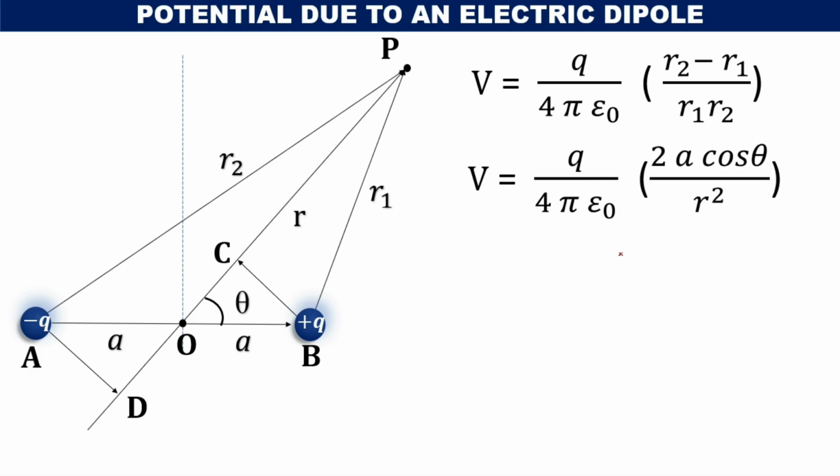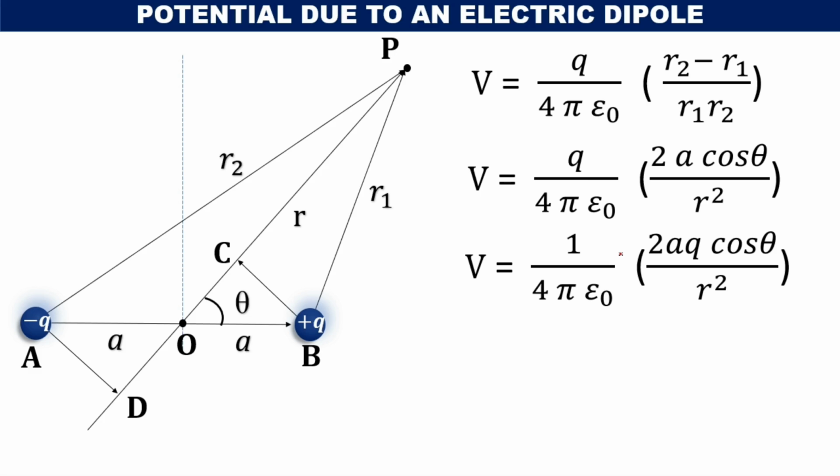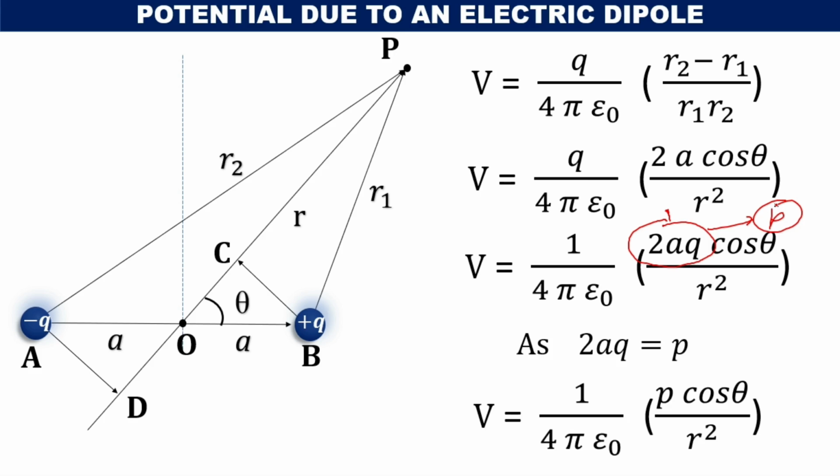square. q ಅನ್ನು ನಾವು ಬ್ರಾಕೆಟ್ ಒಳಗಡೆ ತಗೊಂಡಾಗ we will get 2aq. This 2aq is nothing but the dipole moment. Substituting the value, we will get V is equal to 1 by 4 pi epsilon naught into p cos theta divided by r square. This is the expression for the net potential at P due to an electric dipole.